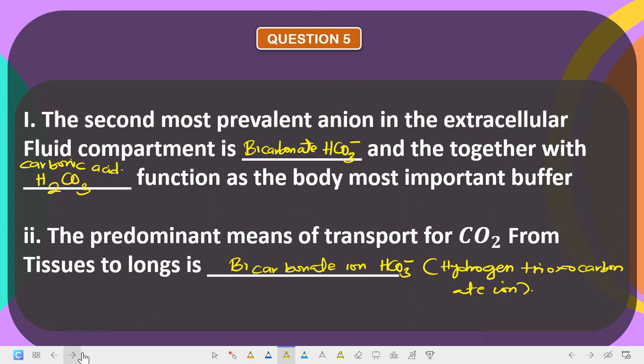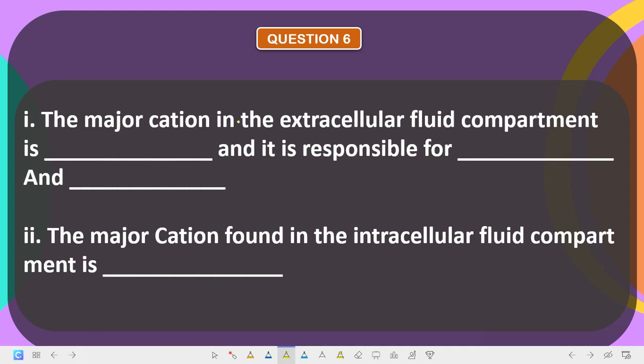Let's look at the next. The major cation in the extracellular fluid compartment is sodium. The sodium ion is the major cation in the extracellular fluid compartment. So you notice that we are done with anions now. We are coming to what? Cations, both in the intracellular and in the extracellular fluids.